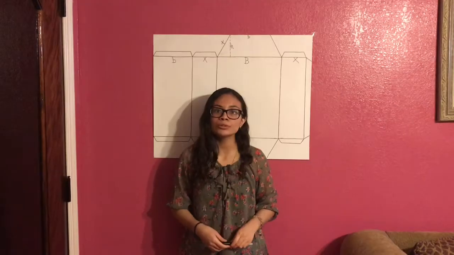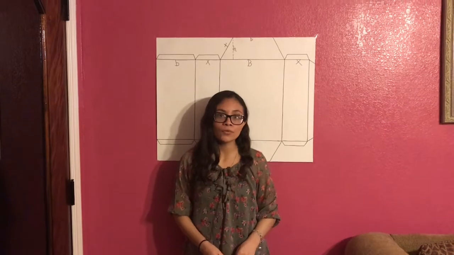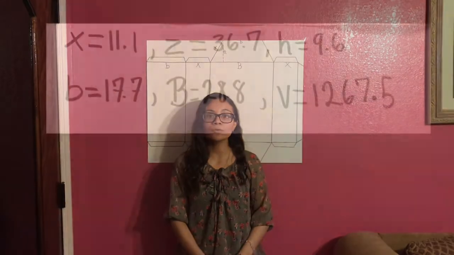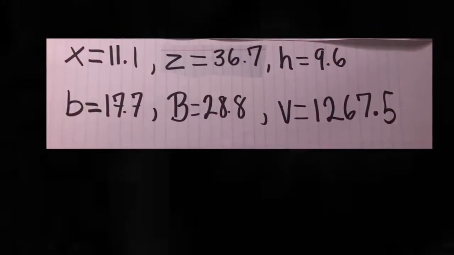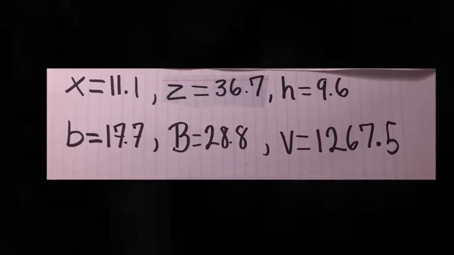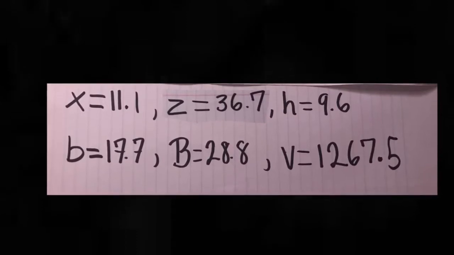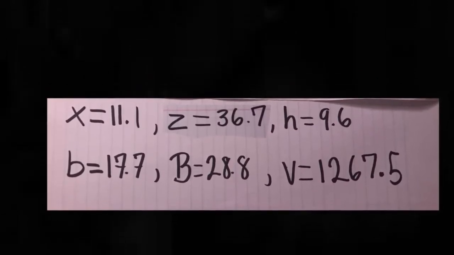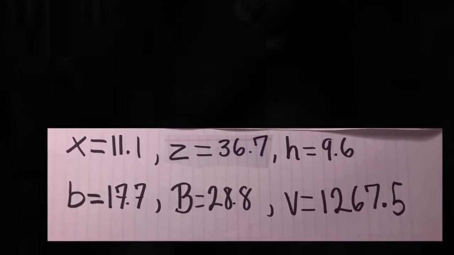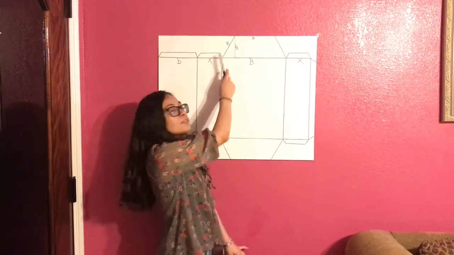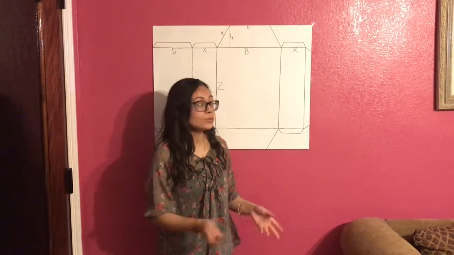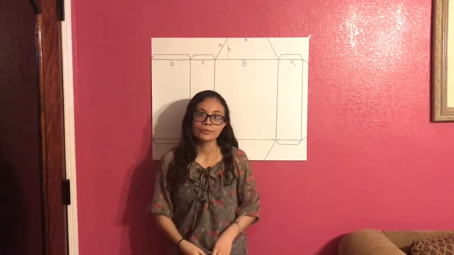The next step is to multiply all the measurements by 2.54 in order to convert them to centimeters from inches. The results will be x equals 11.1, c equals 36.7, h equals 9.6, little b equals 17.7, big B equals 28.75, and v, which is the volume, will be 1267.5. And this x will be 5.5 since you will divide 11.1, which was the original x, by 2 since you have two x's right here, and that will give you 5.5.